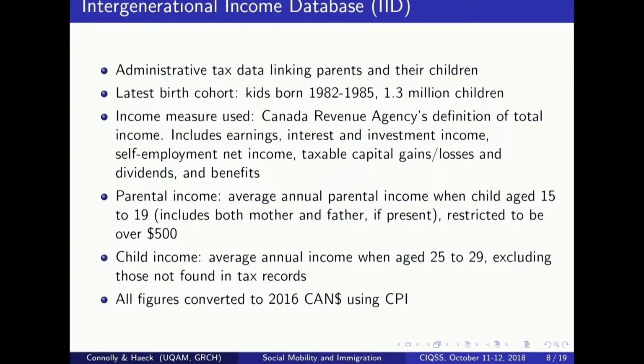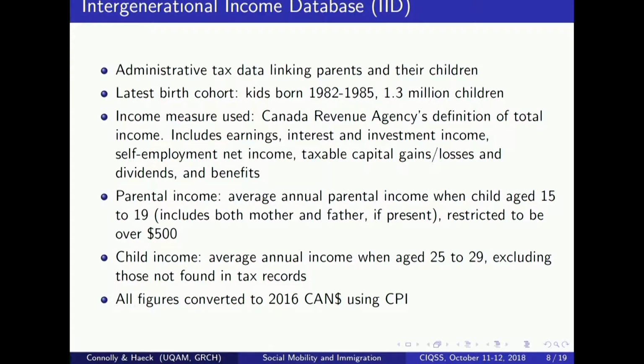The data, the IID: today I'm going to only focus on the latest birth cohort. That's all I've had time to do. So it's kids born 1982 to 1985. I have 1.3 million children in the database, and I'm going to use total income as the income measure. I'm not going to focus on a specific category, just total income.